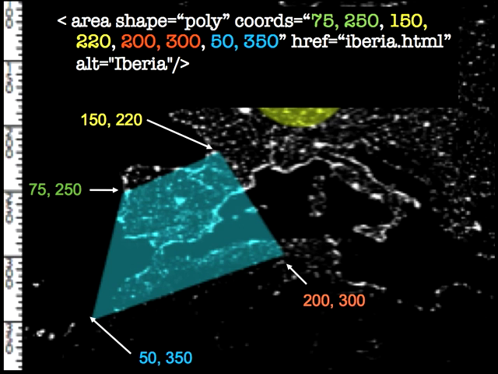So the green one there, we're saying area shape equals poly, coords equals, and then we're specifying the first point. So it's 75 pixels over and 250 pixels down. The next one is 150 pixels over, 220 pixels down. The next one there, then the orange one, is say 200 pixels over, 300 pixels down. And the last one is 50 pixels over, 350 pixels down. If you click on that, you're going to go to iberia.html, and the alt attribute there is Iberia. Get the idea?